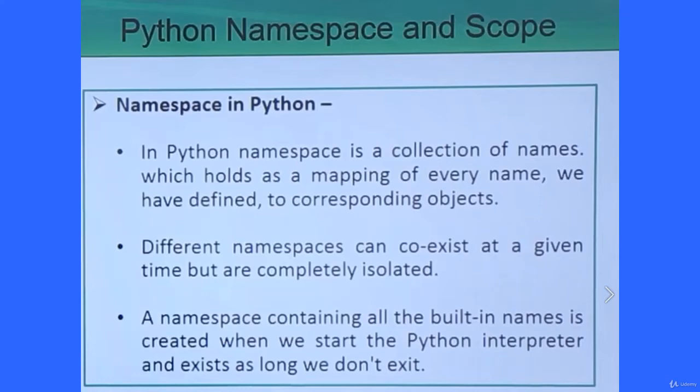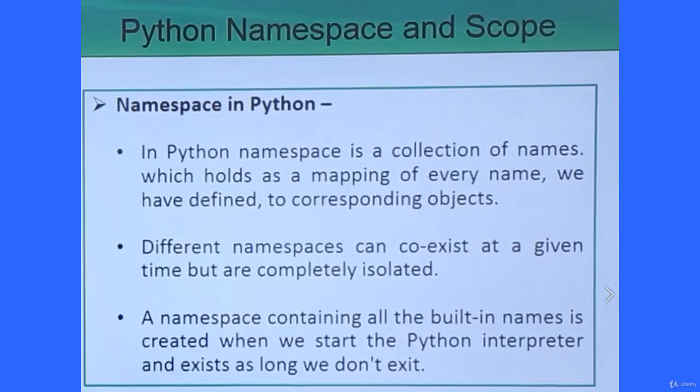Python namespace and scope. Namespace in Python. In Python, a namespace is a collection of names which holds a mapping of every name we have defined to the corresponding objects. So objects will have different names and these names will be defined in some namespace. Different namespaces can coexist at a given time, but they are completely isolated.